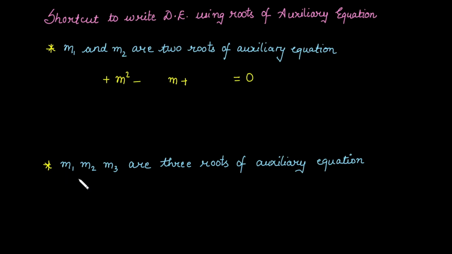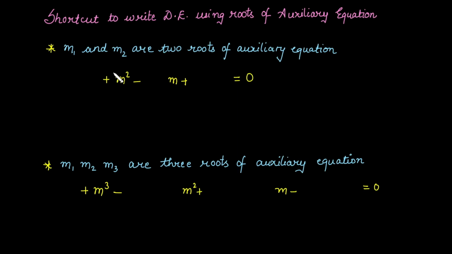Suppose in case 2, if we have three different roots of the auxiliary equation, then we have a cubic equation, means there is a coefficient of m cube, m square, m, and there is a constant, equal to 0. Now assign the signs in this case, starting with the positive first, then negative, then positive, then negative. Now we will determine what the coefficients are in this case.